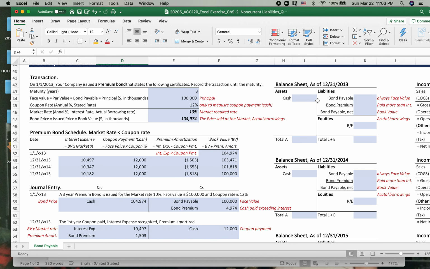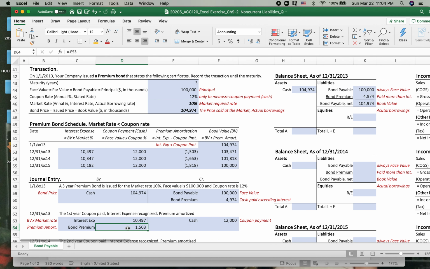December 31st, 2013, starting from the January 1st transaction, the cash up by 104,974, the issued price, the bond payable always the face value 100,000, and the bond premium on the company account with the bond payable is 4,974. So the net book value of the bond payable is 104,974. Okay, now we got it.